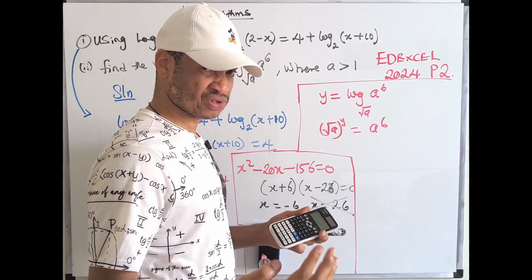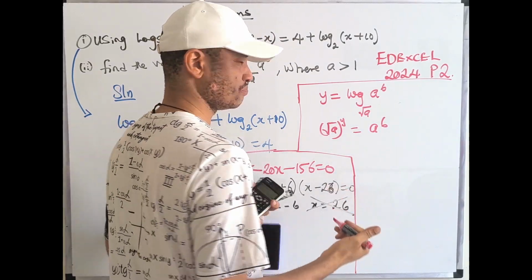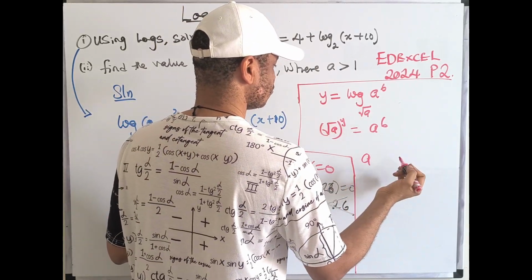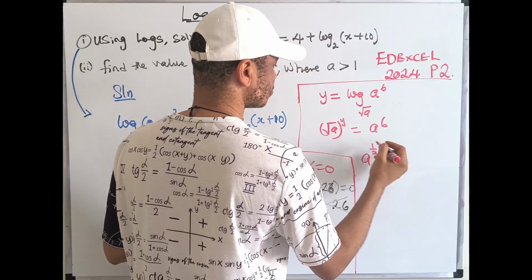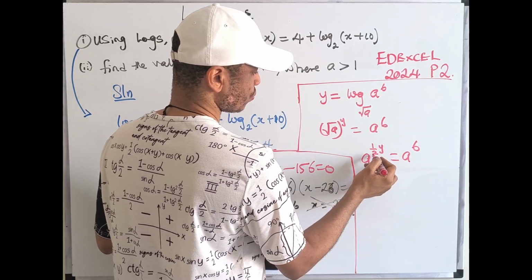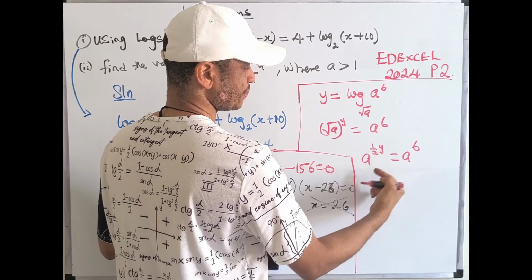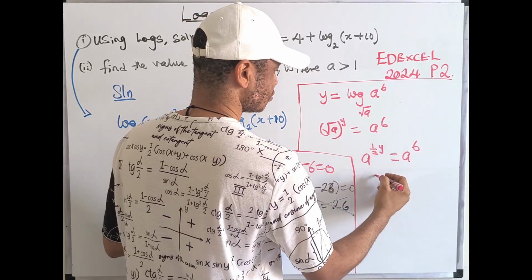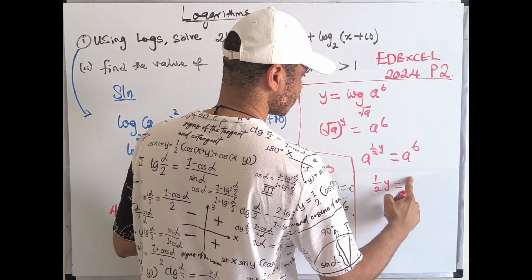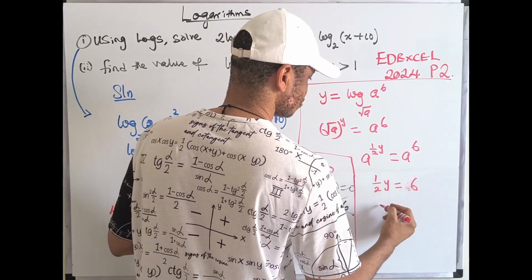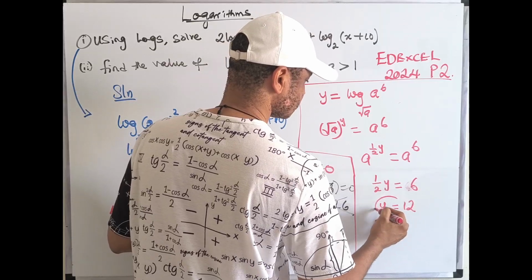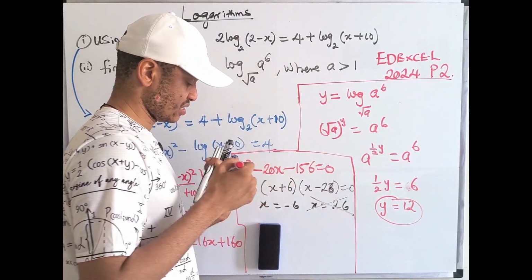It's an easier way, but I'm just trying to make it easy. Now this is a to the power of 1 by 2. Square root is 1 by 2, so a to the power of y over 2 is equal to a to the power of 6. So if the a's are the same, then the powers should be the same. So this will be y over 2 is equal to 6. So my y, you cross multiply, is 12. So my answer to this is 12.